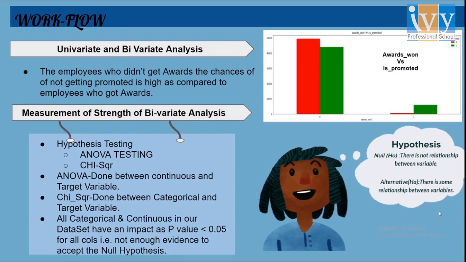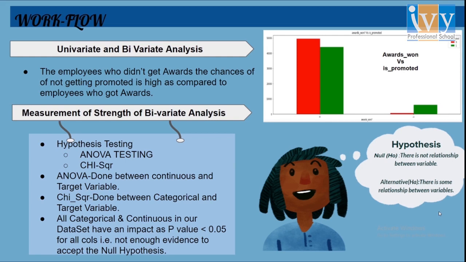Okay, one more univariate and bivariate analysis. The employees who did not get awards have a higher chance of not getting promoted compared to the employees who got awards. By looking at the grouped bar plot, we can say that for employees who won awards, the chance of not getting promoted is quite minimal, or you can say quite negligible. So these are the analyses on the visualization side.